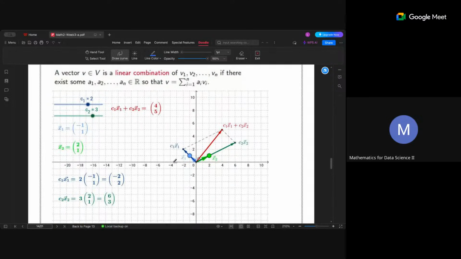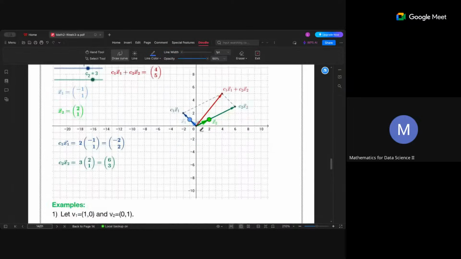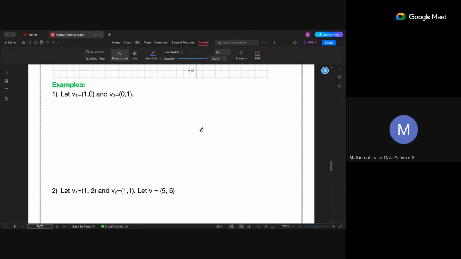So here is a graphical representation of linear combination. Let's say you have two vectors x1 and x2. What happens in a linear combination? You first do the scalar multiplication of x1, the scalar multiplication of x2, and add them up. So this is the linear combination. This is the representation in R2. This is something which you already know.